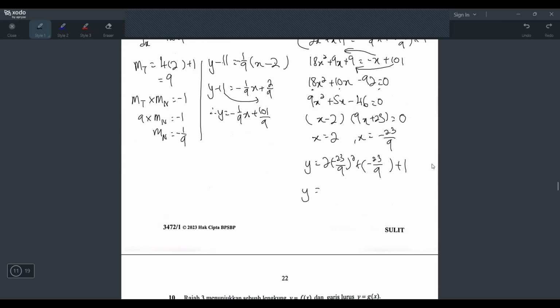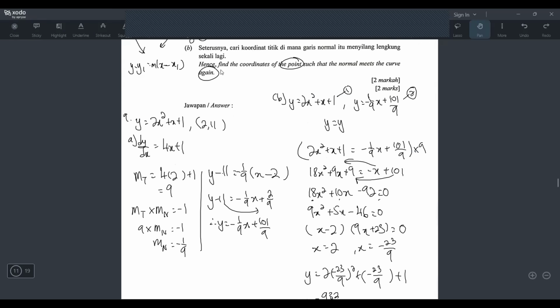Just press all of this inside. Let me press 2 bracket -23 over 9 close bracket square, and then minus bracket 23 over 9 close bracket, and then plus 1. Okay, my calculator gives me 932 over 81. So that is my y coordinate. So what is the intersection point? Bracket -23 over 9, comma 932 over 81, right? So this is the answer.